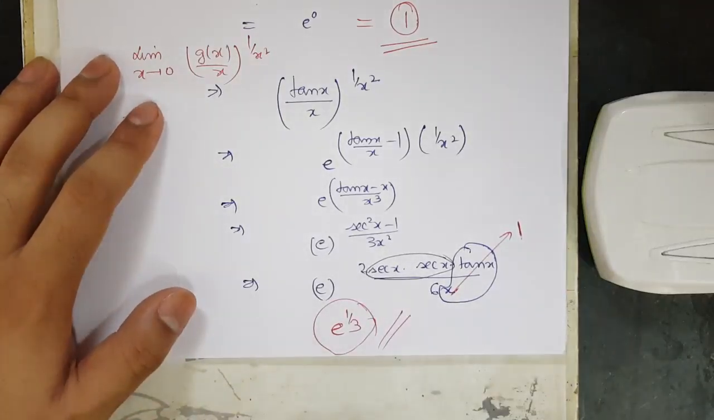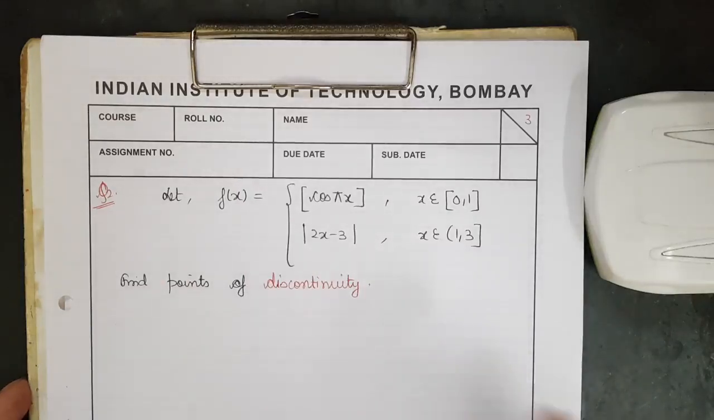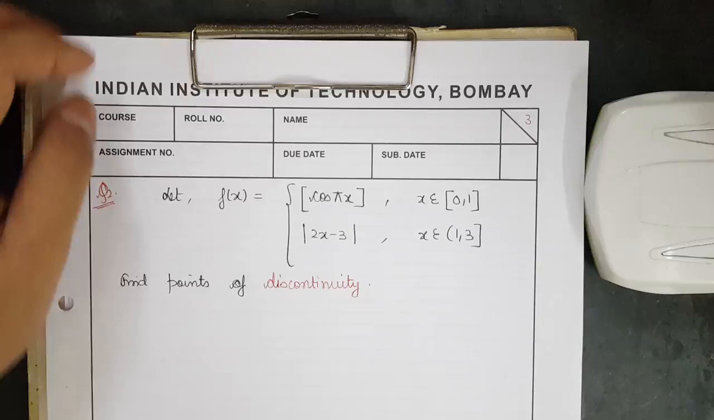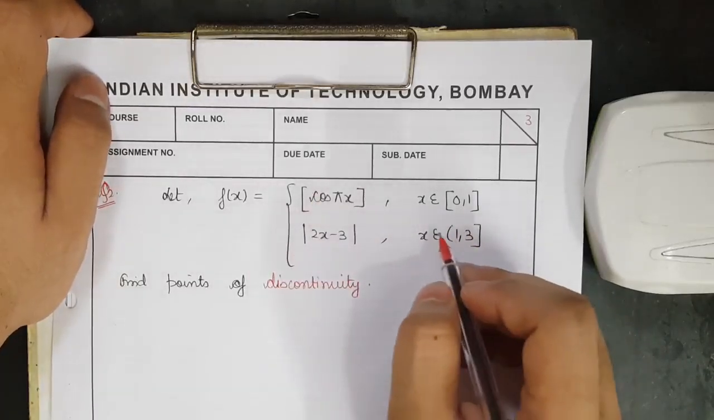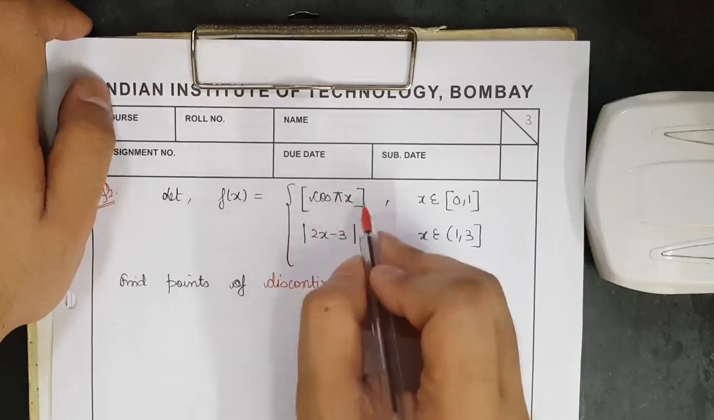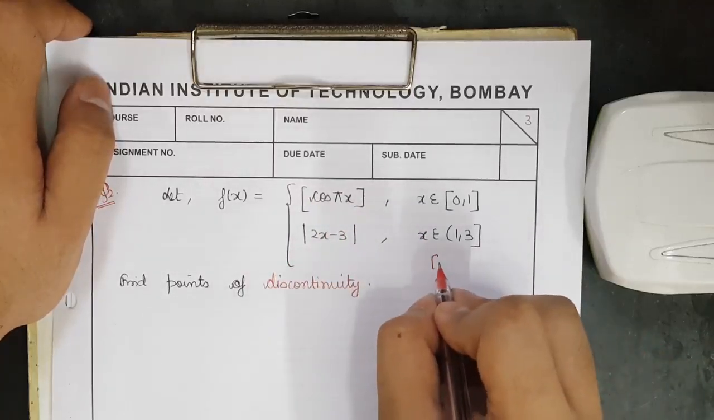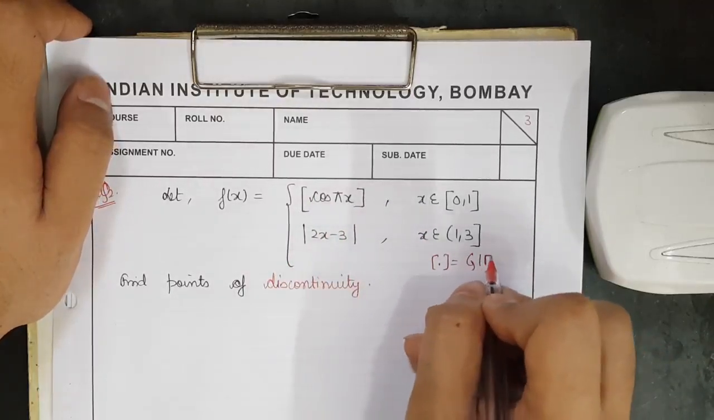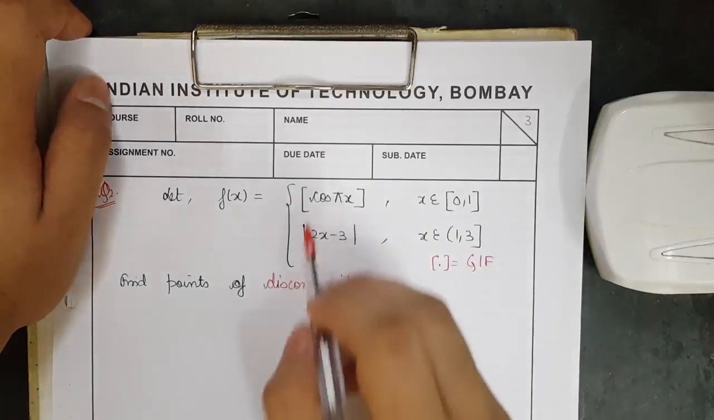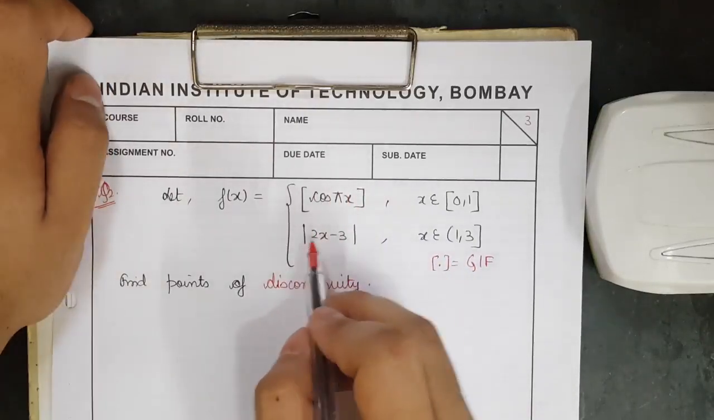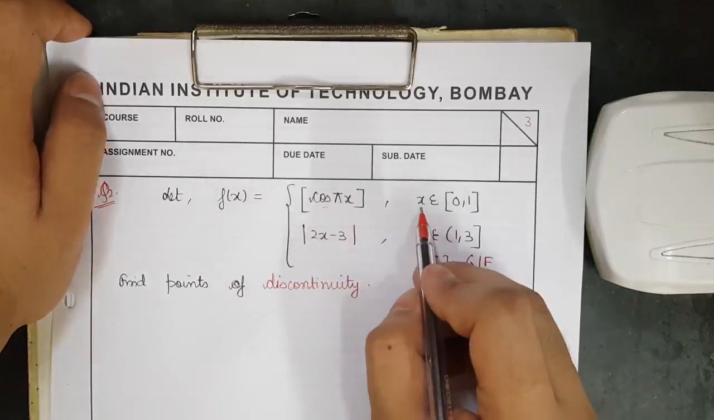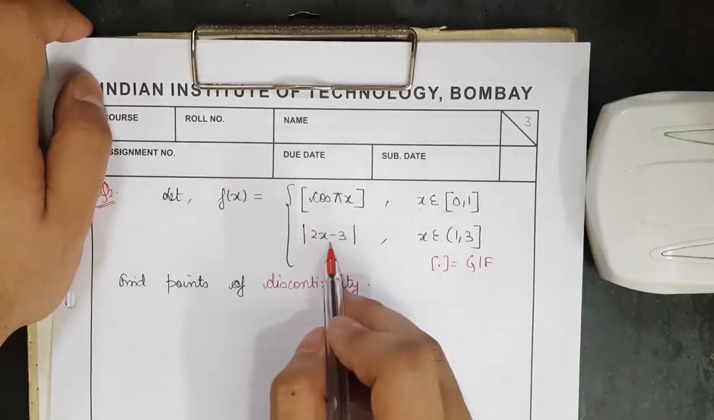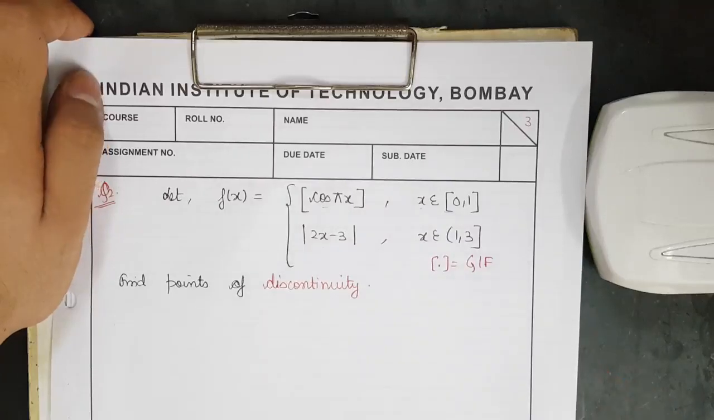Now let us move on to our next question. The second question which I have taken for this video is from the chapter continuity. We have been given a function f(x) which is a split function: the greatest integer of cos pi x, the greatest integer function, when x belongs from 0 to 1, and the modulus of 2x minus 3, when x belongs from 1 to 3.